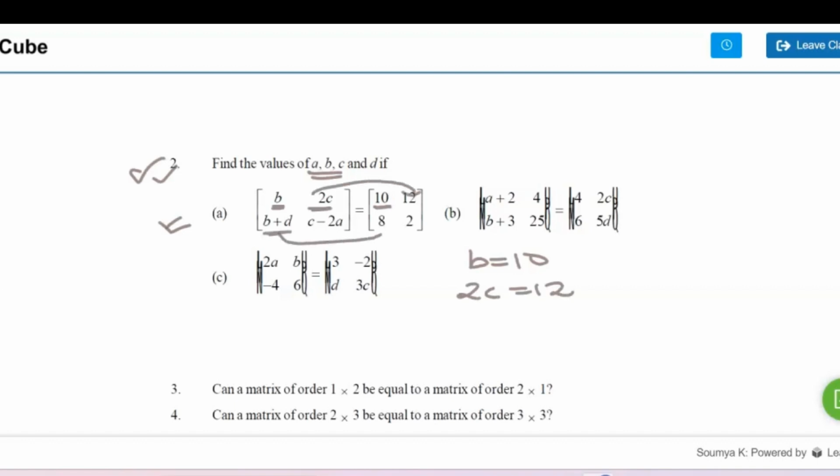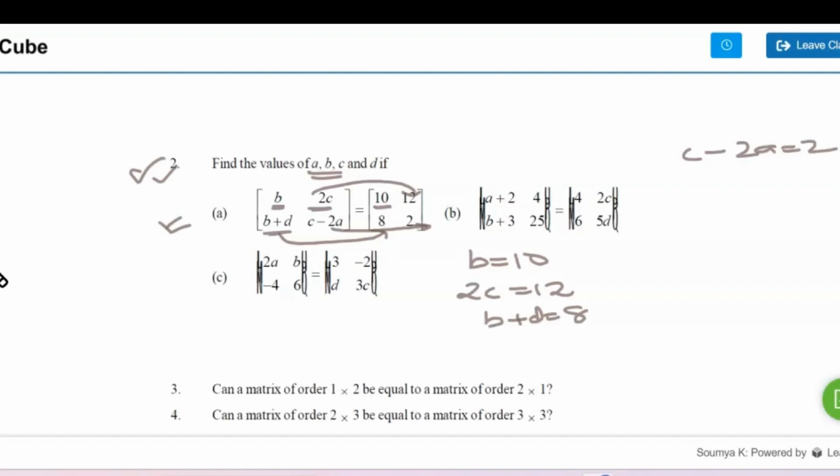And then comes B plus D, that is equal to 8. Then comes C minus 2A, which is equal to 2. Okay, so these are the 4 equations. You have to find out the solution of the different equations.